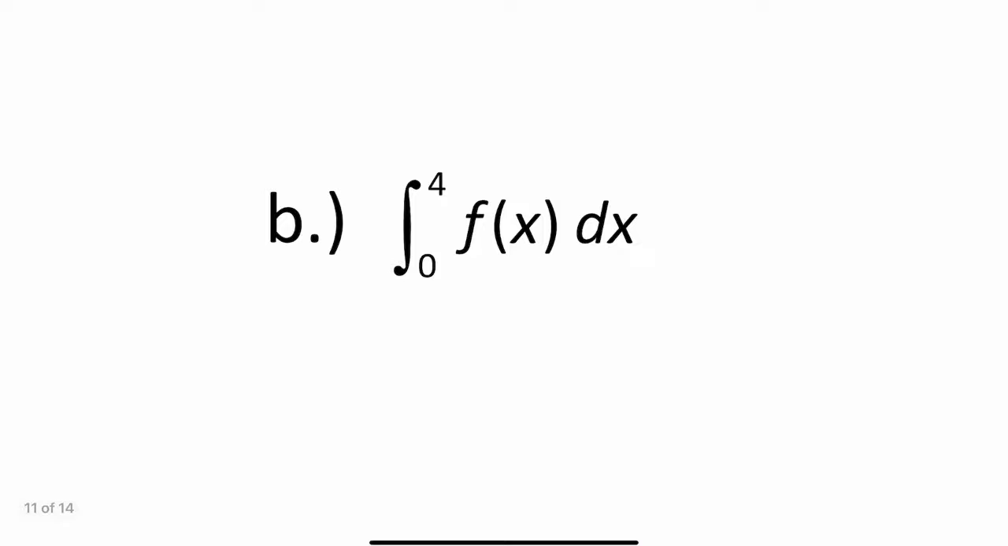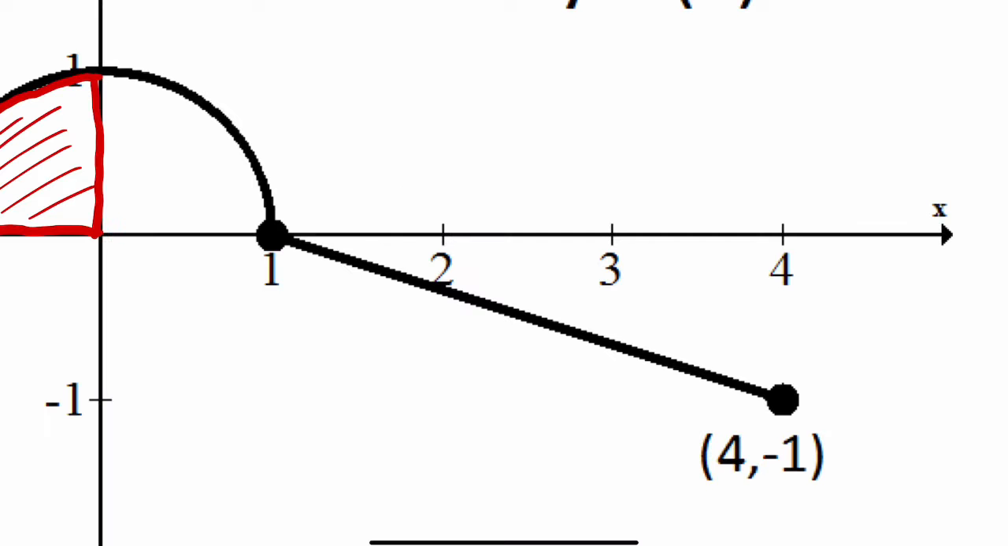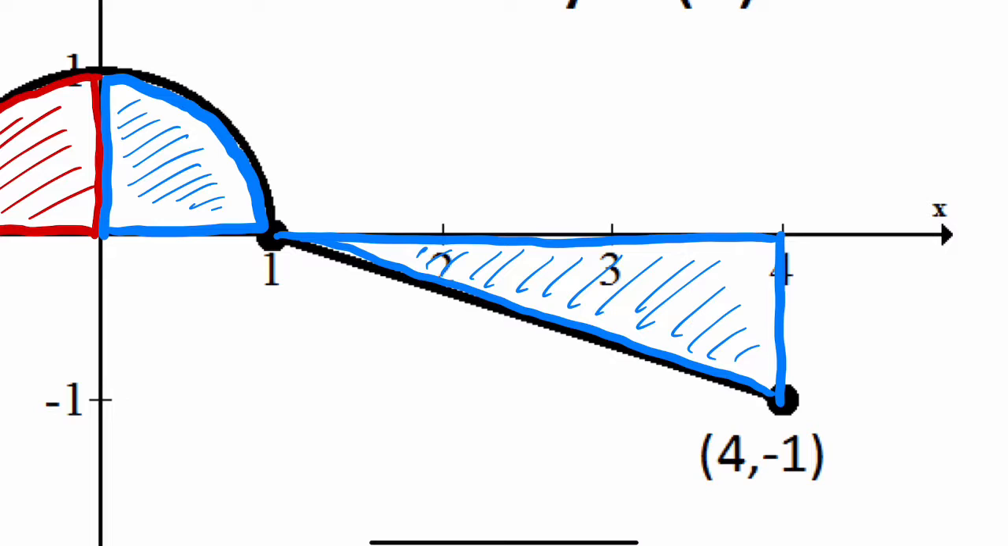The next problem is the integral between 0 and 4 of f of x dx. So we just want to concentrate on the part of the graph between x equals 0 and x equals 4. That would be this space here. We only need half of that half circle that we used in the first problem. So the area between 0 and 1 is going to be 1/4 of the area of a circle with radius 1. And then from 1 to 4, notice that the graph exists below the x-axis. And that is a triangle with a base of 3 and a height of 1.